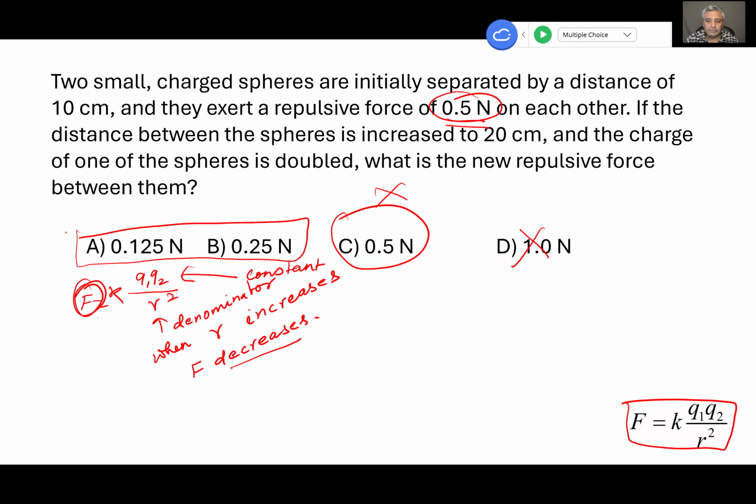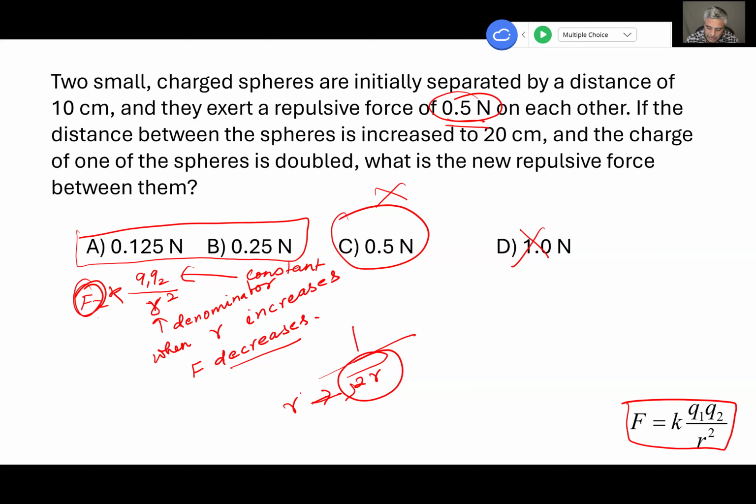So now, how is it related to distance? It's not just R. If it were just R, then by doubling R, you are making the force half, because it is in the denominator. But this is not just R, it is R squared. It's not just an inverse relationship, it is an inverse square relationship, okay?